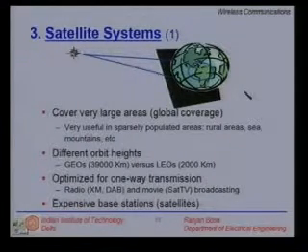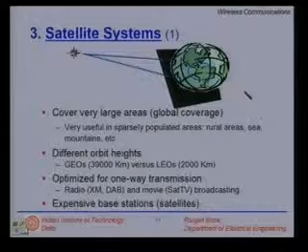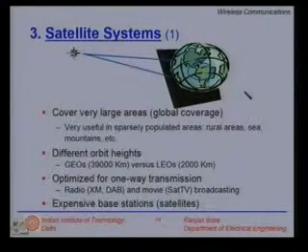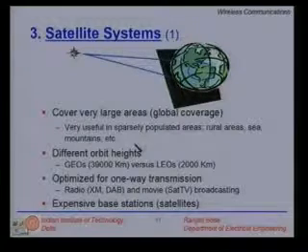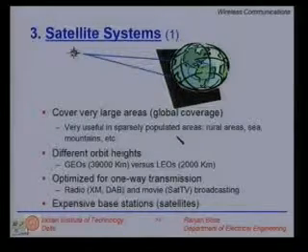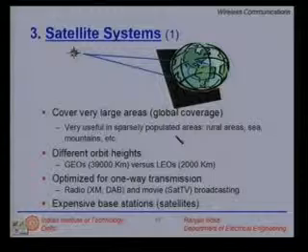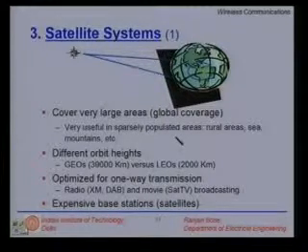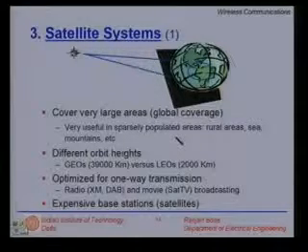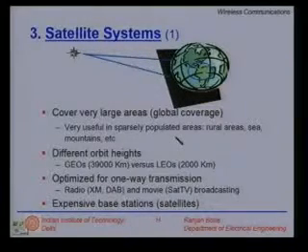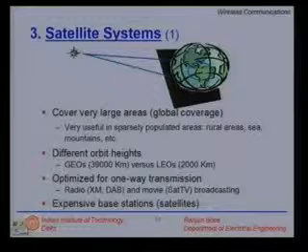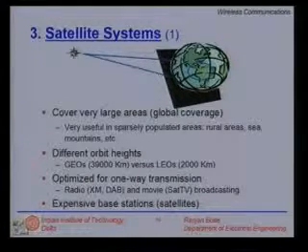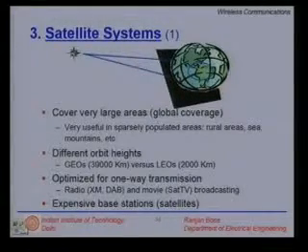The third is the satellite systems. They cover very large areas, good for global coverage, very useful in sparsely populated areas like rural areas, in the sea, mountains, and hard to reach areas. There can be different orbit heights, the geostationary satellites versus the low Earth orbit or LEO satellite systems.